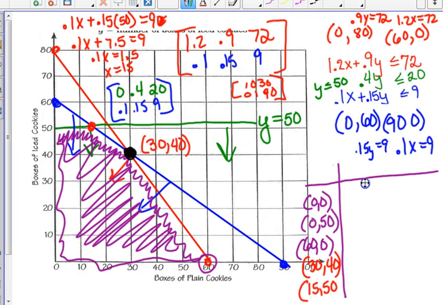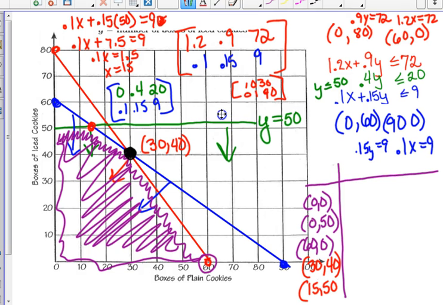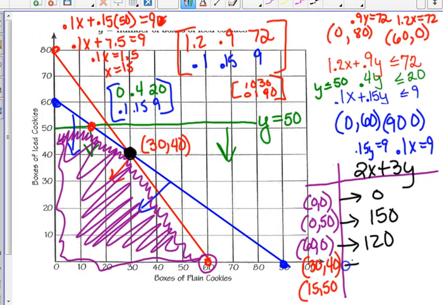Okay. You have to go to the bottom of the worksheet this time to find the equation. Can you go to the bottom? What does it say? 2 plain and 3 frosted. 2x plus 3y gives us what? 60 plus 120 is 180. 15 times 2 would be 30 plus 150 is 180 also.